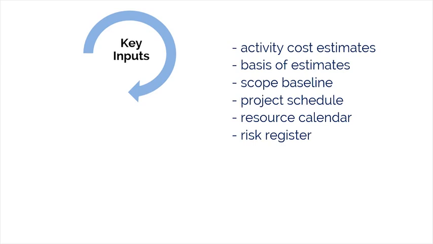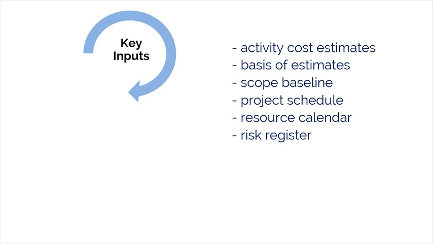Basis of estimates. That is, the details that support the activity cost estimates. It's important for the individual developing the budget to understand the assumptions made and be able to review and understand the logic behind them. Project schedule is important here because it shows when the activities are scheduled and when money will be spent. Resource calendars show when resources will be available to work on the project, so we can allocate resource costs over the duration of the project.